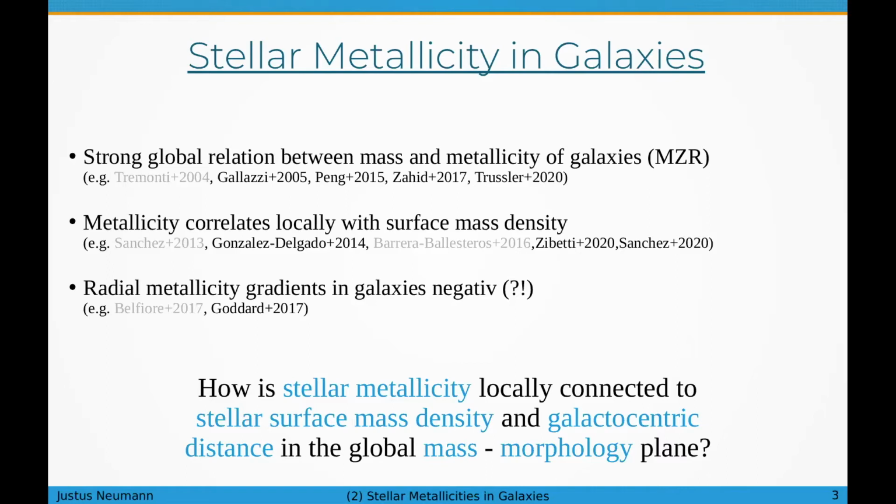So, a relation between the metallicity and the local stellar surface mass density in galaxies. There have been a few studies about this, many of them actually focusing on gas phase metallicity, not so many on stellar metallicity. And then there are, of course, a lot of studies about radial metallicity gradients in galaxies, both gas phase and stellar metallicity, which have been found mainly to be negative. But some more recent works have shown that when we go to lower masses, they can be quite flat or even reverse and be positive. So with the huge MaNGA sample, I want to study in detail how stellar metallicity is locally connected to the stellar surface mass density and the galactocentric distance in the global mass morphology plane.